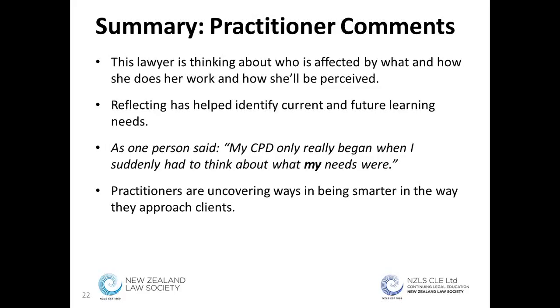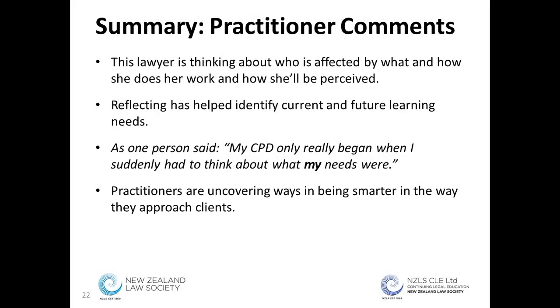Fourth, reflecting has helped learning needs, what a person needs to learn next, where the gaps are, what next learning steps are. It helps identify where to go and get help. If you don't know what your problems are, you don't know what your learning gaps are, what your needs for professional practice are, you're not going to be able to fill them through any form of learning except randomly and serendipitously.